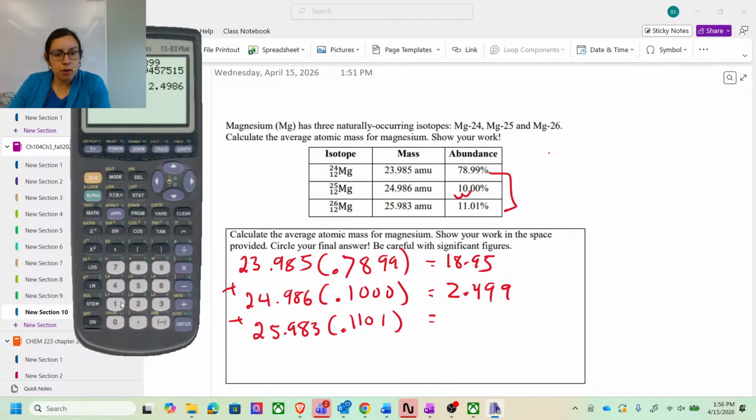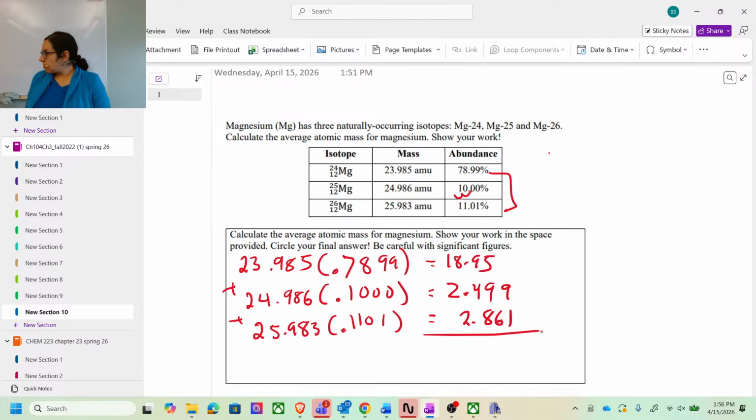And then the last one, 24.983. Oh, sorry, thank you. 25.983 times 0.1101. Again, 4 sig figs, 1, 2, 3, 4. So I round that to 2.861.